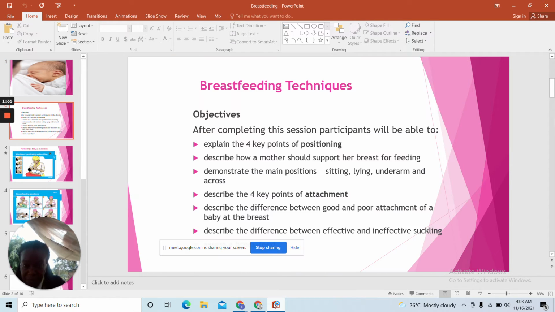Our objectives today: by the end of the lesson, the learner should be able to explain the 4 key points of positioning, describe how a mother should support her breast for feeding, and demonstrate the main positions, which are sitting, lying, underarm, and across. Describe the 4 key points of attachment during breastfeeding, the difference between good and poor attachment for a baby at the breast, and the difference between effective and ineffective suckling. After all these, we should be able to assess a breastfeed.